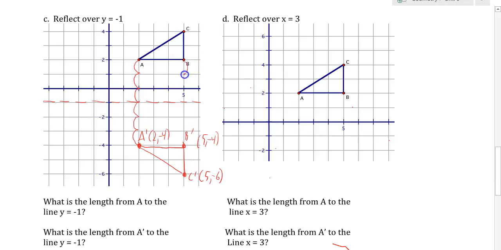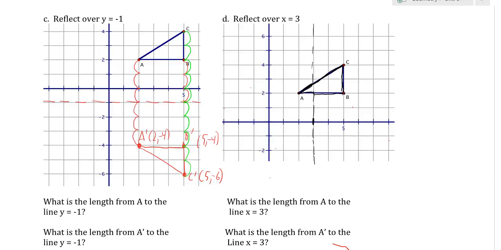All of these having to do with the distance away from the line of reflection. So let's reflect part D here over x equals 3. X equals 3 is the vertical line running through 3. So there's our line of reflection, the line x equals 3. Notice how part of our triangle is now on the left-hand side, and part of our triangle is on the right-hand side of the line. So when we reflect these, we're going to have to get both parts in the right place.